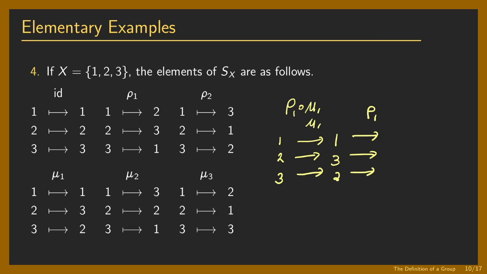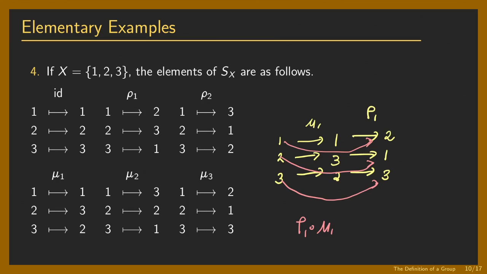row 1 sends 1 to 2, so we will put 2 here. Row 1 sends 2 to 3, so we will put a 3 here. And row 1 sends 3 to 1, that's why we will put here 1. Now where's the composition? The composition is this map. Remember that the composition summarizes the actions of 2 connecting maps.